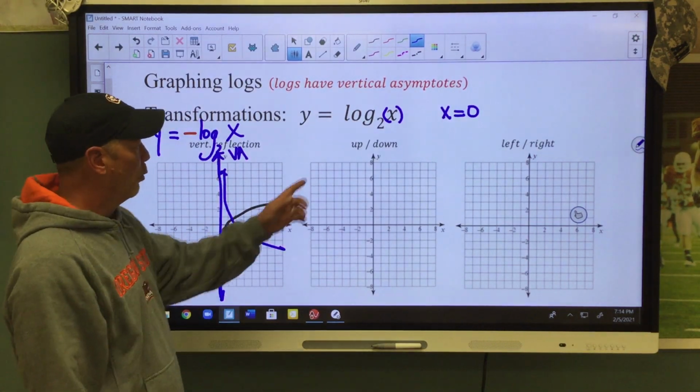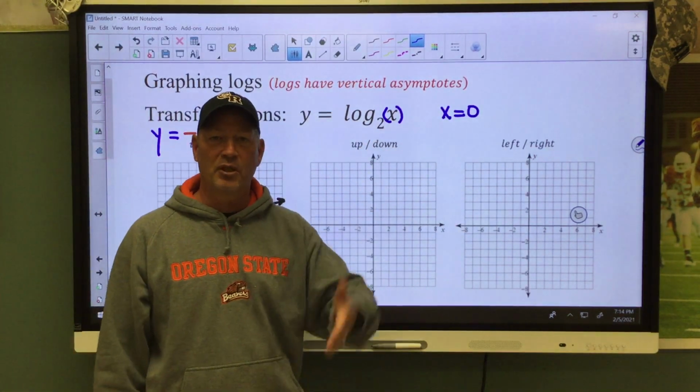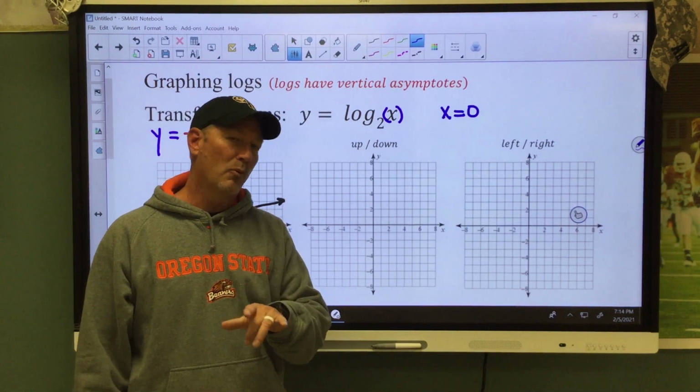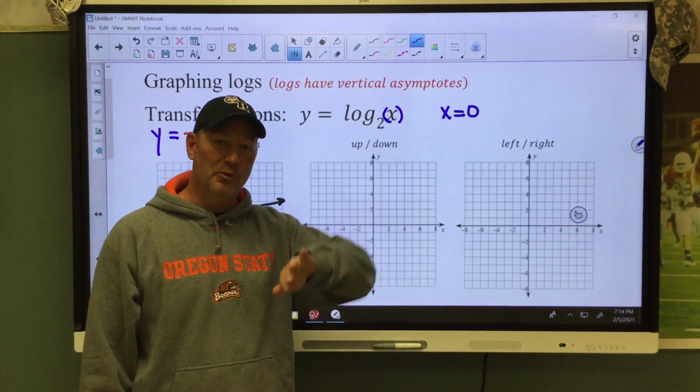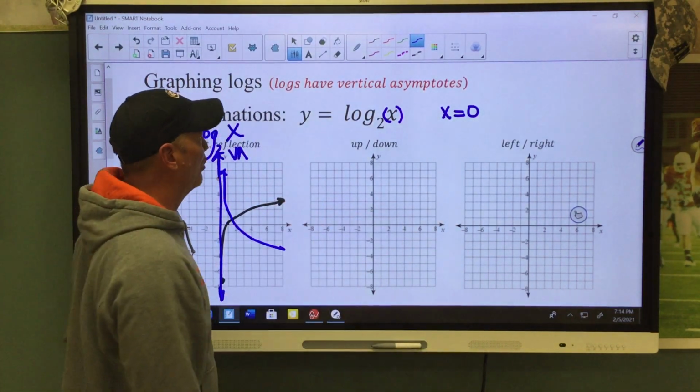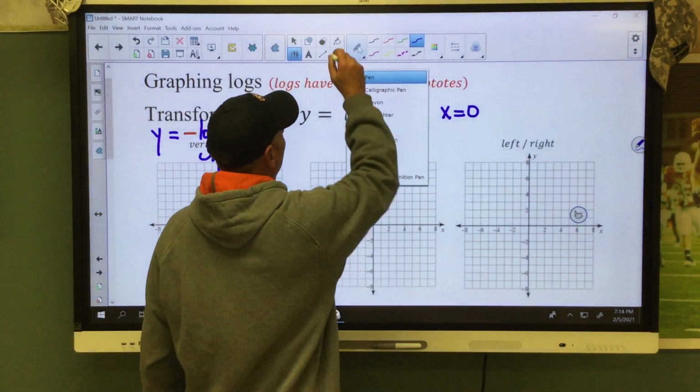Okay? What if we wanted to have a transformation where we shifted it up and down? Remember when we went up and down, it was the k value, the far number, okay? So when we do this, let me erase this, get this out of the way for you.